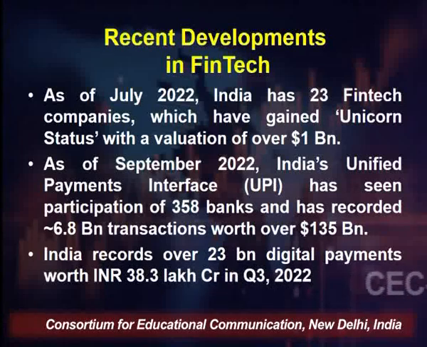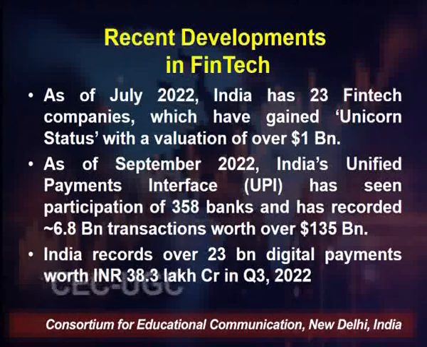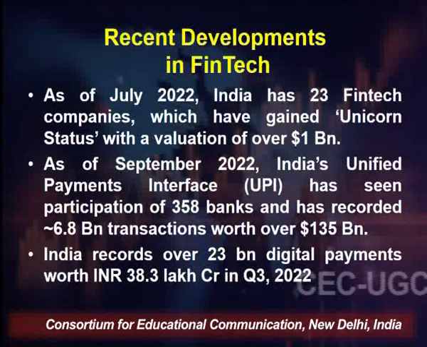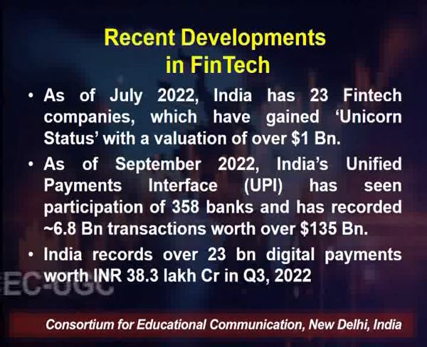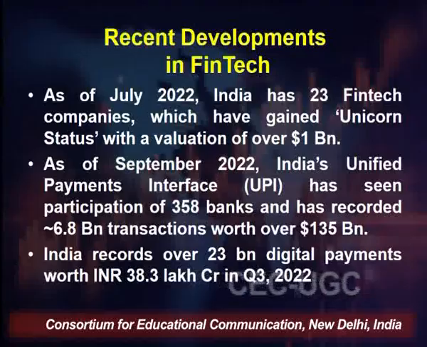As of September 2022, India's Unified Payment Interface UPI has seen participation of 358 banks and has recorded 6.8 billion transactions worth $135 billion. India records over 23 billion digital payments worth rupees 38.3 lakh crores in third quarter of 2022.